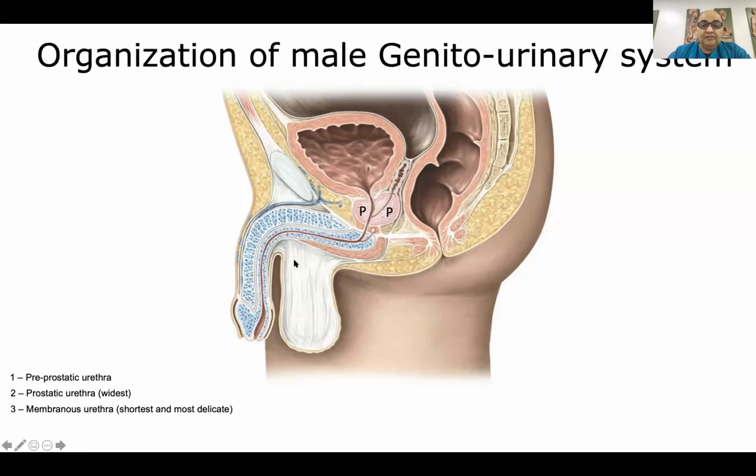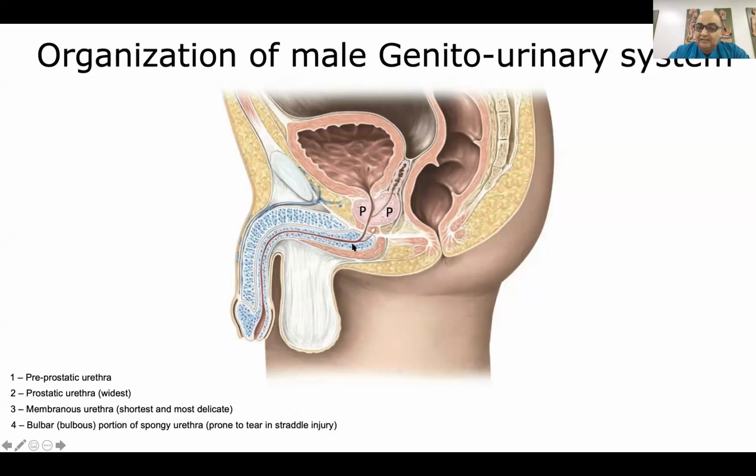Then the membranous urethra. Where is the membranous urethra? It is present between this muscle and this part. This tiny part of the urethra is called the membranous urethra. It is the shortest and the most delicate. A little trauma can cause significant damage here. Then the bulbar urethra. I told you the spongy urethra is divided into a bulbar urethra and a penile urethra. The bulbar urethra is the bulbous portion of the penis, and is a portion of the spongy urethra.